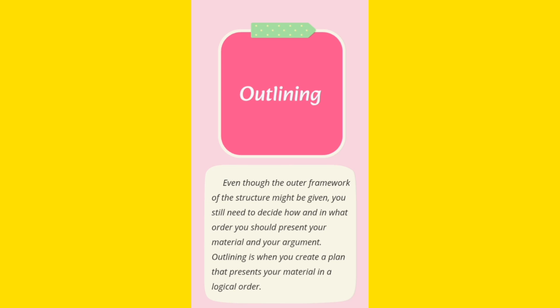Outlining. Even though the outer framework of the structure might be given, you still need to decide how and in what order you should present your material and your arguments. Outlining is when you create a plan that presents your material in a logical order. Identify your main points and use these as headings in your outline. Use ordering principles that take their starting point in a reader's understanding of the text or argument.